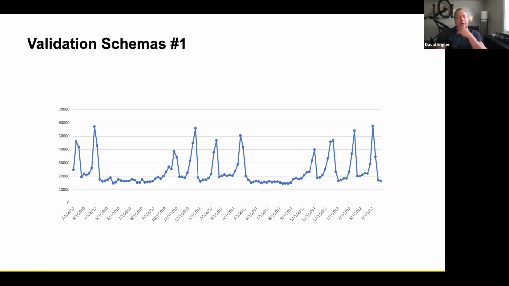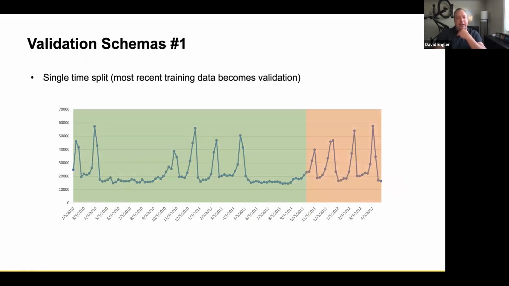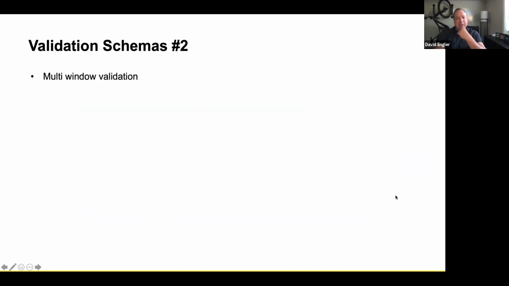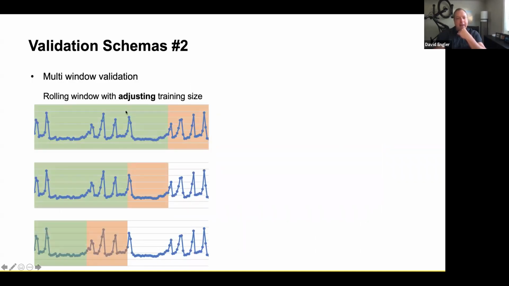All right. So there are a couple of different ways we could do this. The way we just described is we're just going to take our training data and use the last chunk of our training data as the validation data. But there are a couple other ways in which we could do this as well. You could have a rolling window with adjusting training size. So this is a multi-window validation scheme, where we're successively working backwards here, using different validation schemas, or maybe more accurately, using different training data sets to build out models, right, in a successive manner.